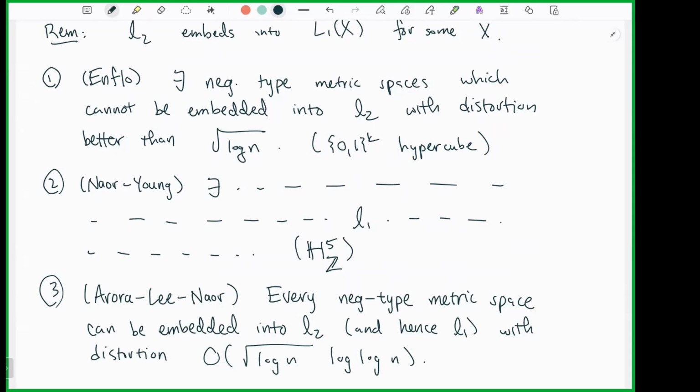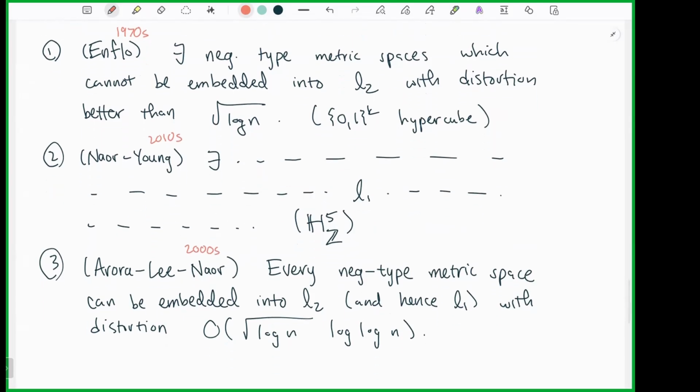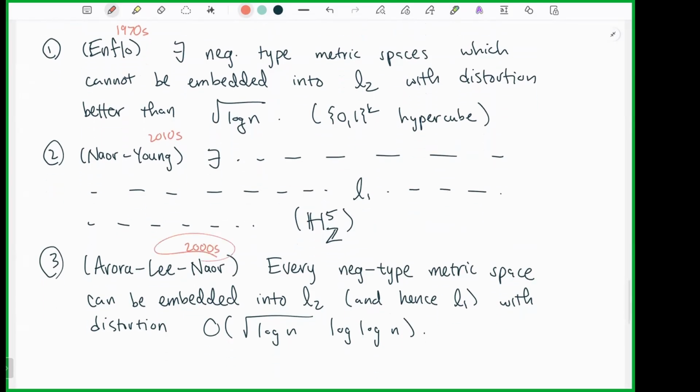I guess I should put some dates here. I think this first one was around the 1970s. Naor and Young was the late 2010s, and Arora, Lee, and Naor was in the first decade of the 2000s. Well, 2000 is correct no matter how you interpret it, but the point is that it came before Naor and Young.